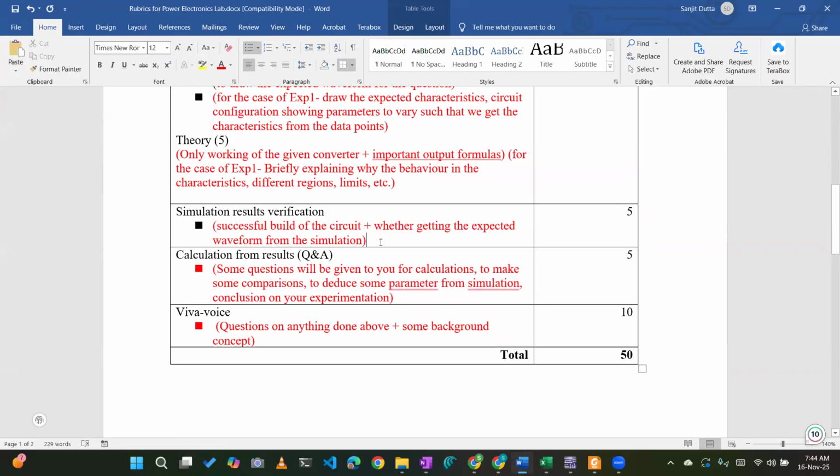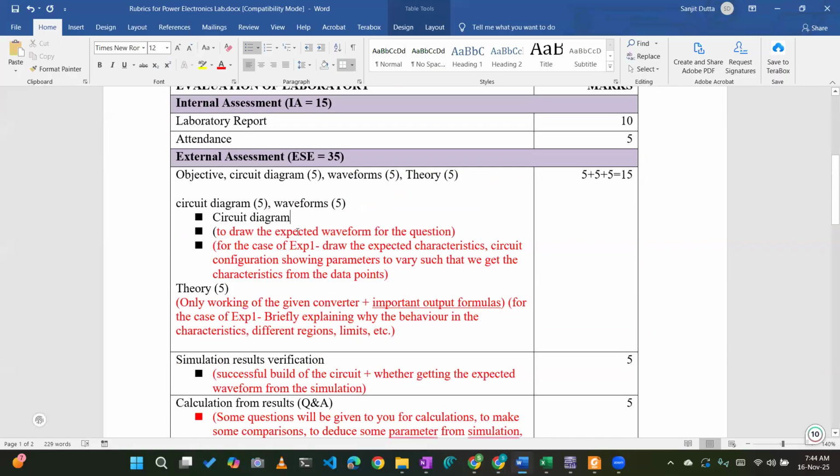Let's see the simulation part now. You understood how to write the circuit diagram, expected waveform, and the basic brief working of the converter.